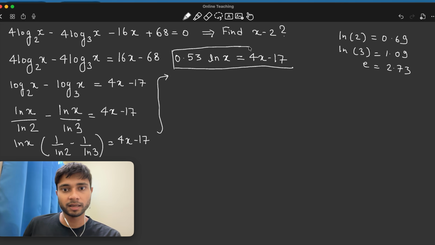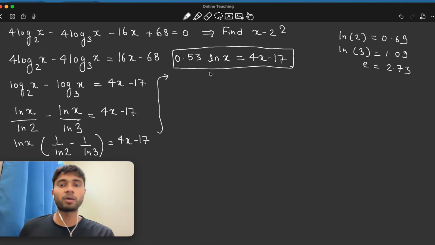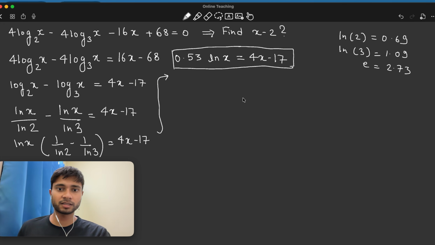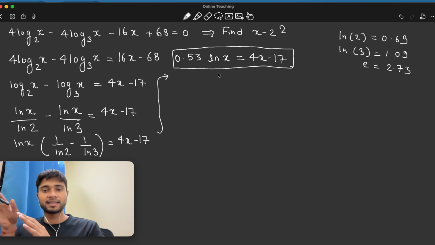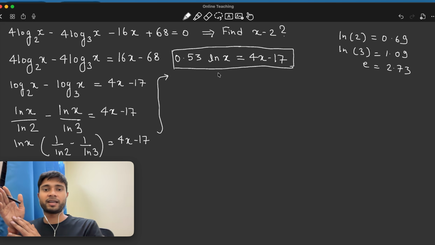Still our problem is the same. One term is log, one term is linear, and we cannot solve it right now. What I thought we can do is, instead of solving this equation together, I can treat the left hand side as a separate equation and the right hand side as a separate equation. So the left hand side is 0.53 ln x, and the right hand side is 4x minus 17.